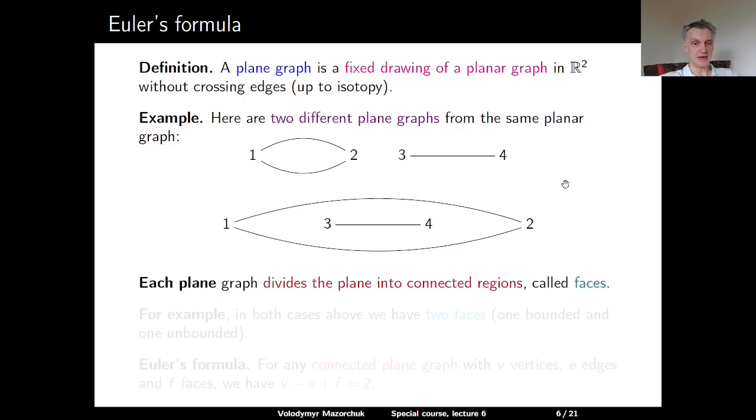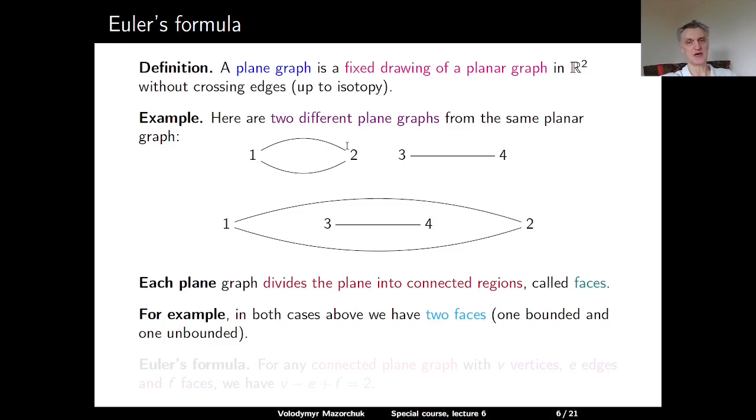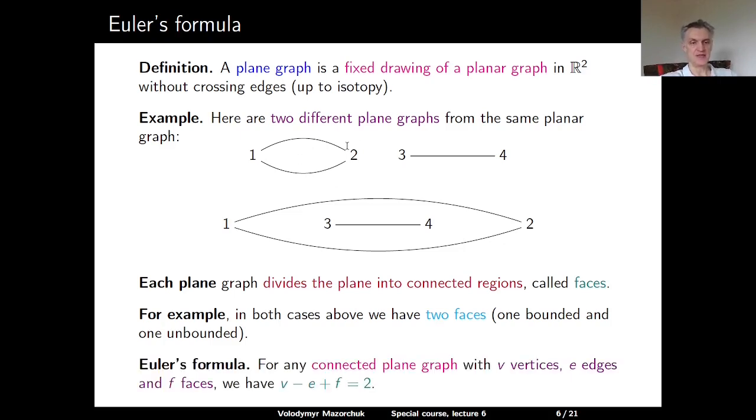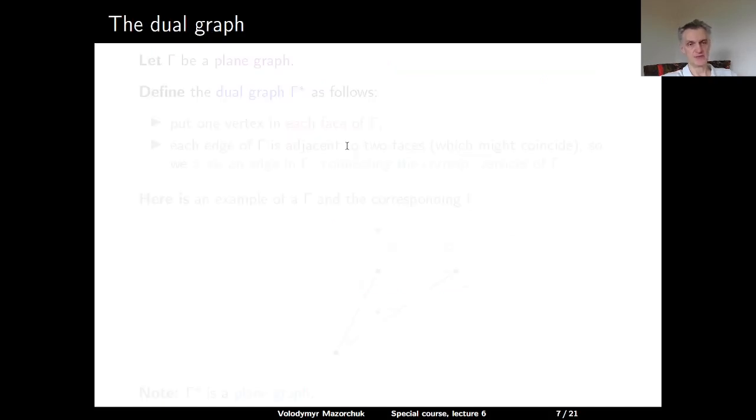Note that each plane graph divides the plane into connected regions, which are called faces. For example, in both cases above we have two faces. One bounded face is between the edges between 1 and 2, and one unbounded face, which is outside those. And here is Euler's formula. For any connected plane graph with V vertices, E edges and F faces, we have that V minus E plus F is equal to 2. So let us prove this formula.